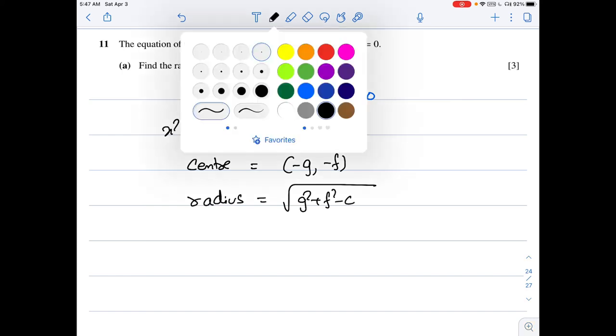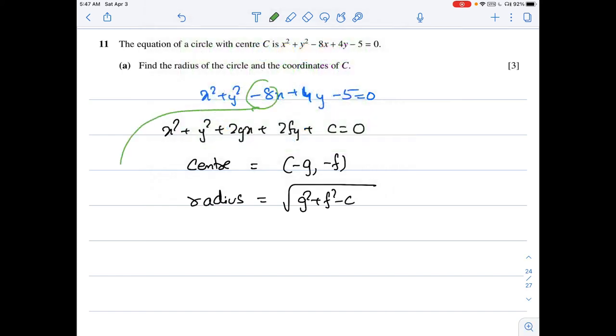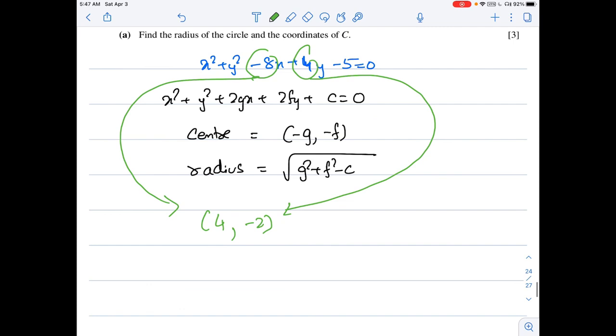So I'm going to take the center now, minus g. So half of the coefficient of x with the opposite symbol. So it is minus 8. Half of minus 8 is nothing but what? Minus 4, but opposite symbol, so it becomes positive 4. Then half of the coefficient of y, but opposite symbol. So half of 4 is 2 and opposite symbol is minus 2. So I got that one. Now I find the radius. Use the formula square root of 4 square plus (minus 2) whole square minus c value, minus 5. So 16 plus 4 plus 5, 25. So radius is going to be 5.